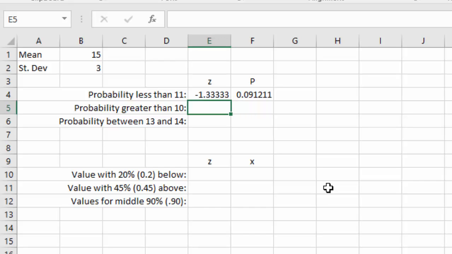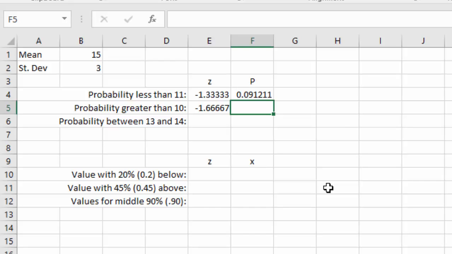Now the second one says, what about probability greater than 10? Well, first we need to find the z-value. Same way, equals, open a parentheses, 10 minus the mean of 15, close the parentheses, divided by the standard deviation of 3. Now my z-value is negative 1.66.